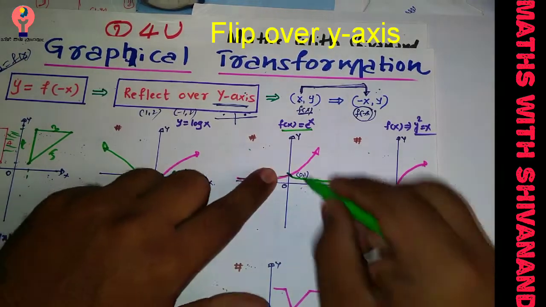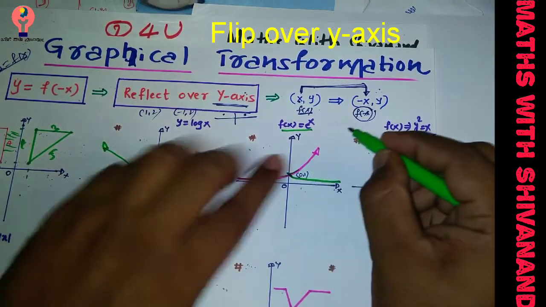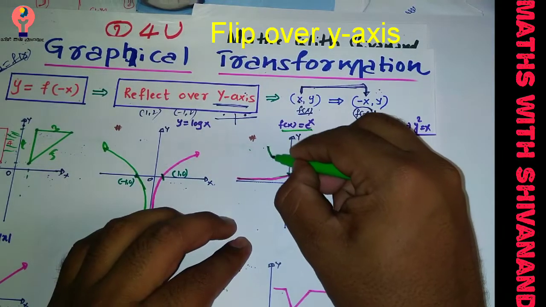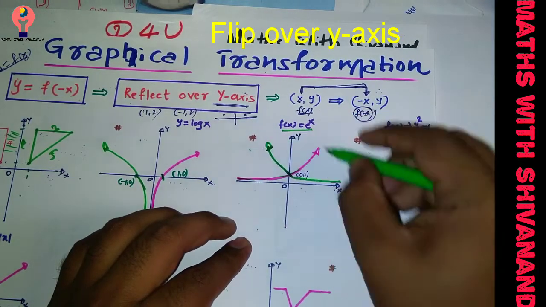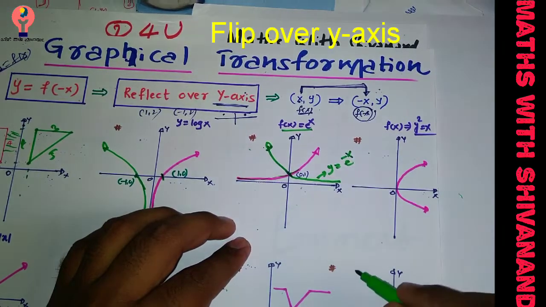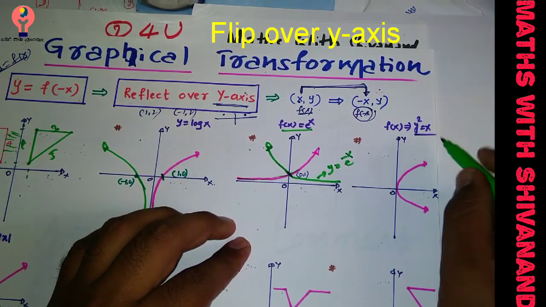Now reflect this part of the graph here. If I reflect this part about the y-axis, definitely this guy is here. This is the curve of y equals what here, e raised to minus x. Now this guy, y squared is equal to x.